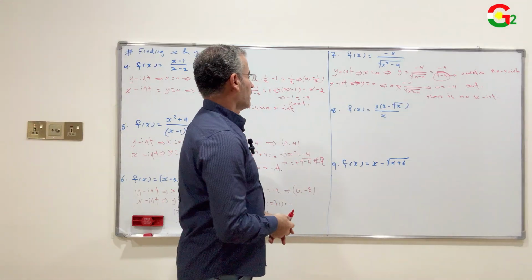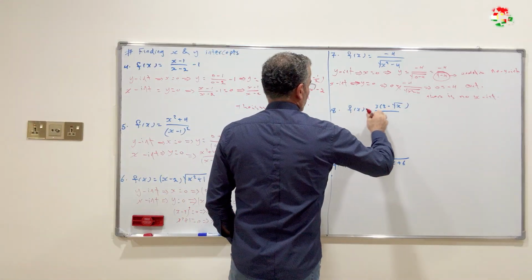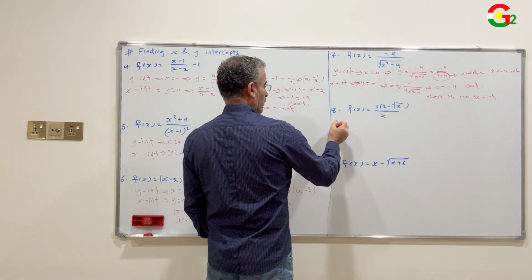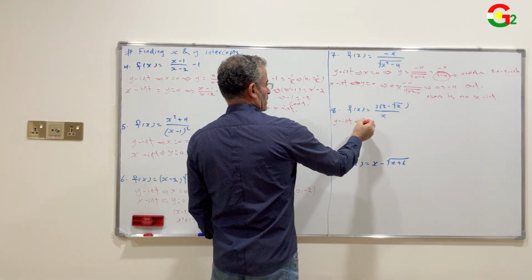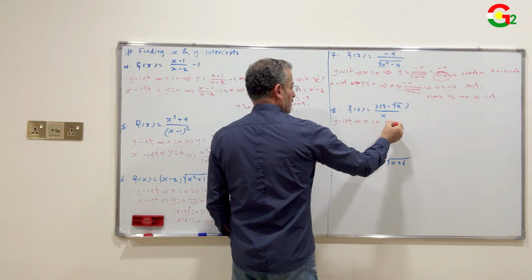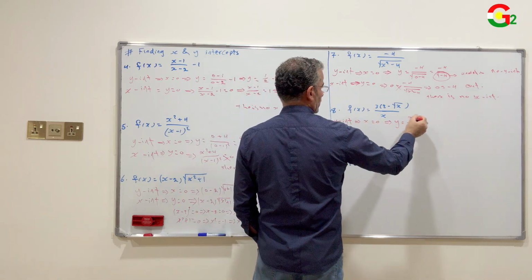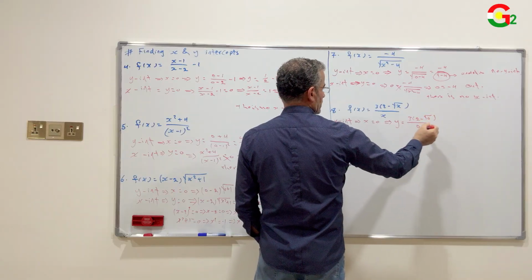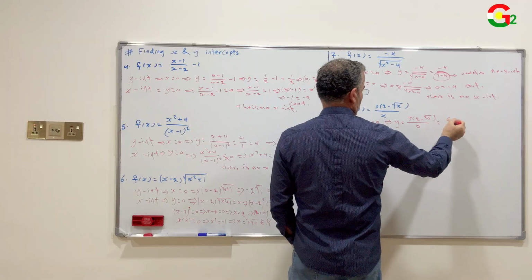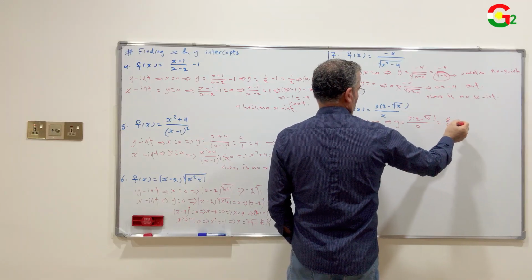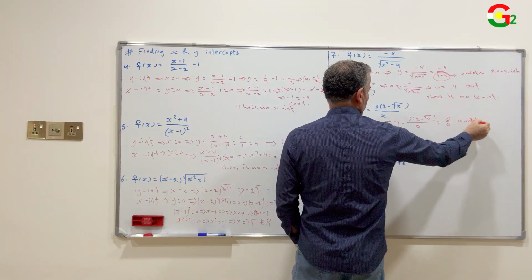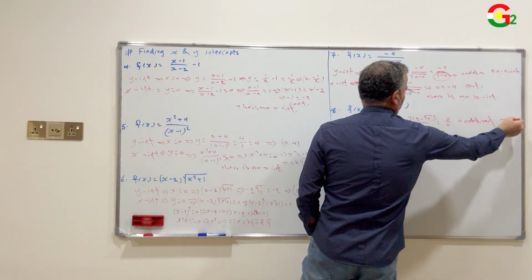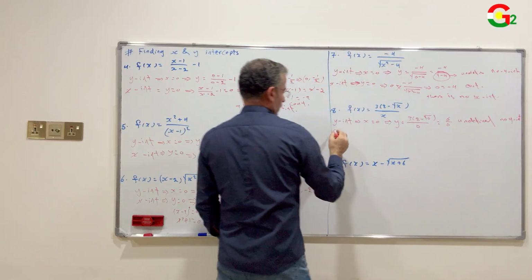Question number 8. f of x equals 3 times (2 minus the square root of x) over x. For y-intercept, set x equals 0 and solve to find y. 3 times (2 minus the square root of 0) over 0 equals 6 over 0, which is undefined. Then there is no y-intercept.